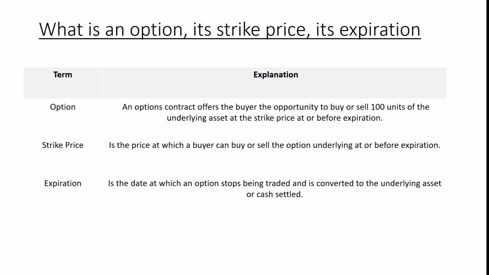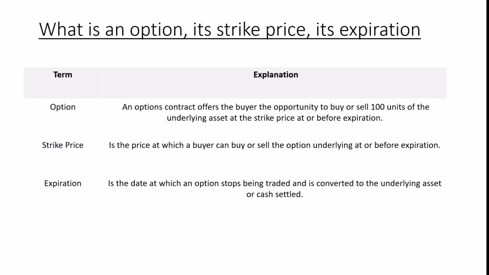Now, what does at or before expiration mean? At or before expiration refers to two styles of options. There's a European style and there's American style. In the European style of options, these can only be exercised at expiration. In the American style options, these can be exercised before the expiration date.